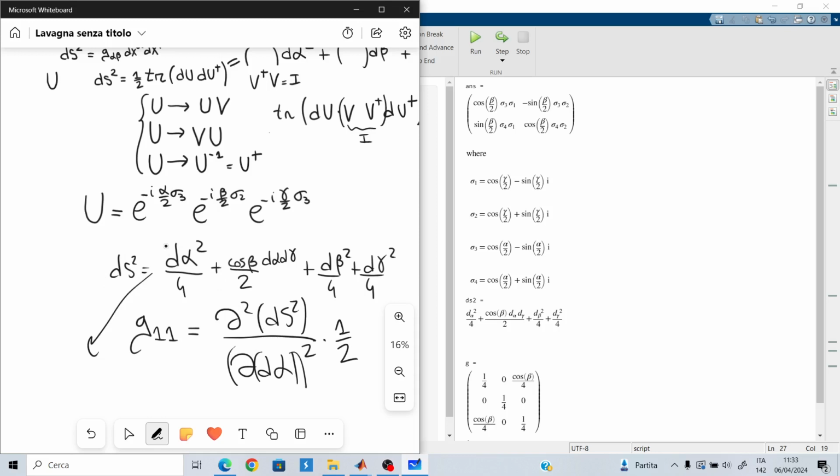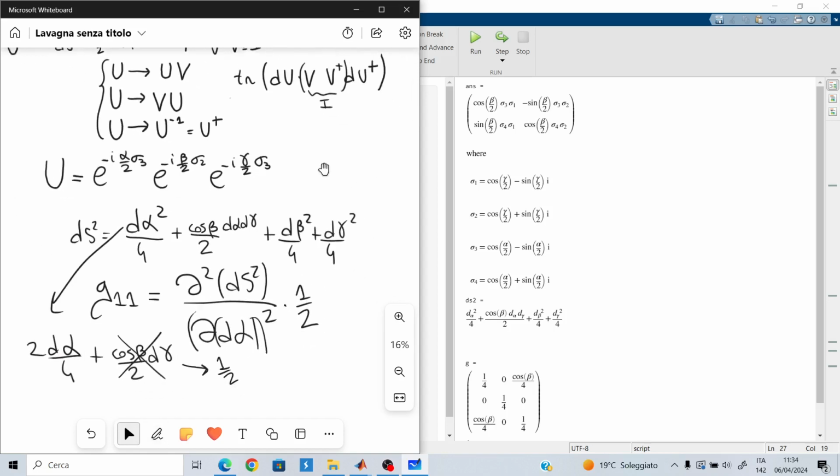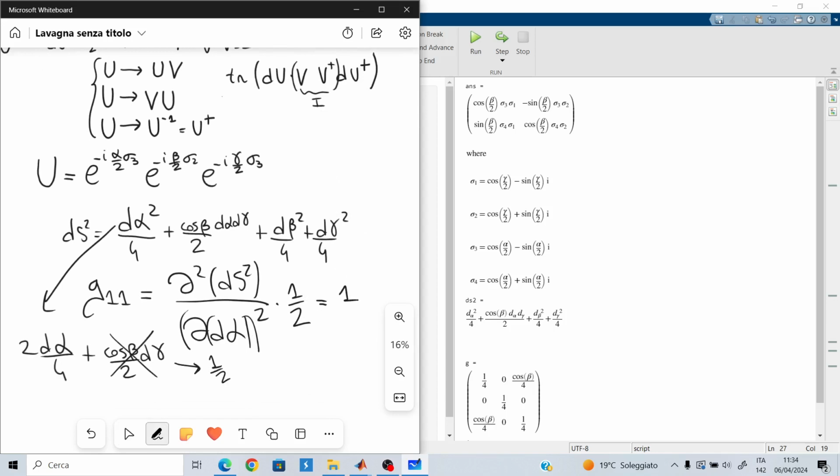we get, so this will become 2d alpha over 4, and then we also get a derivative from here, which is plus cosine beta over 2 d gamma. Now we take the derivative with respect to the alpha again, because we have to take a second derivative, so this will give 0, whereas the derivative of the alpha will give us 1. So the derivative will give us 1/2. If we multiply it by 1/2, we get 1 over 4. So this will have to be equal to 1 over 4.